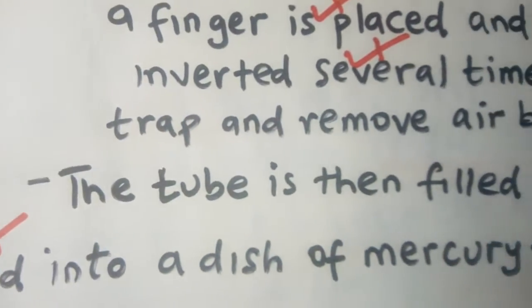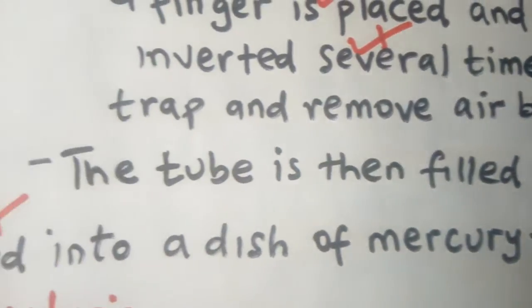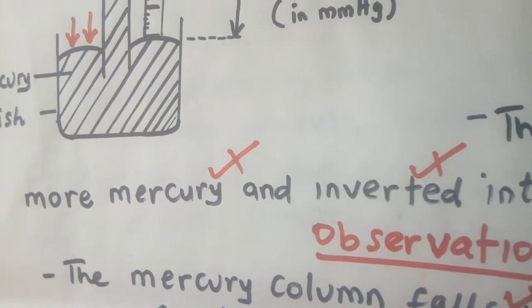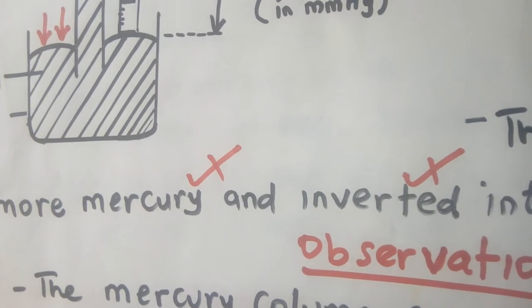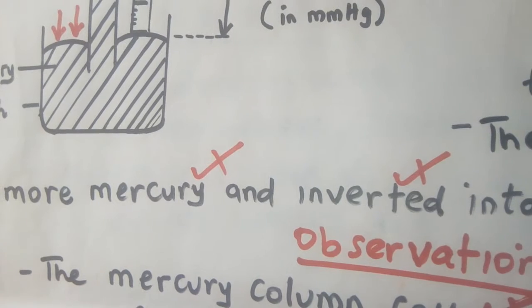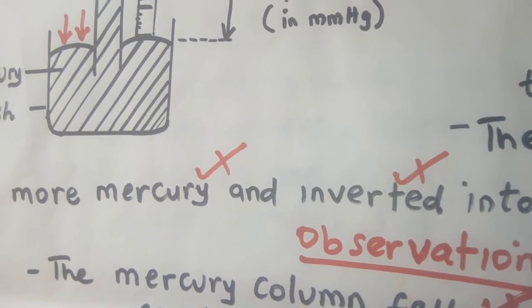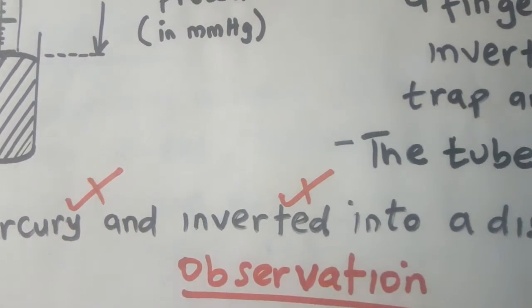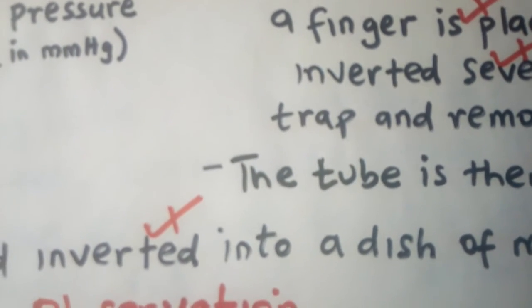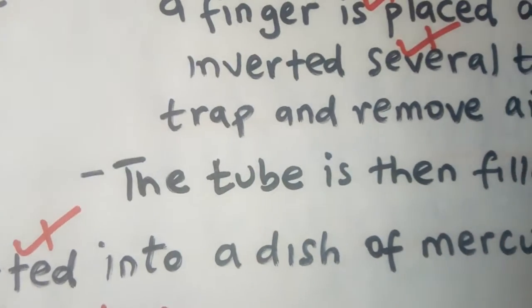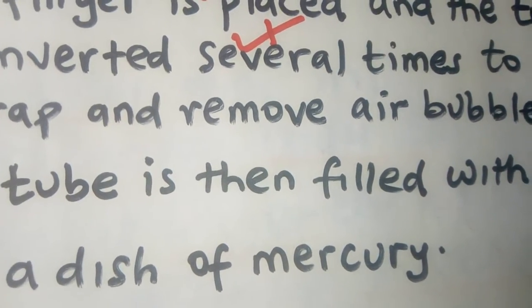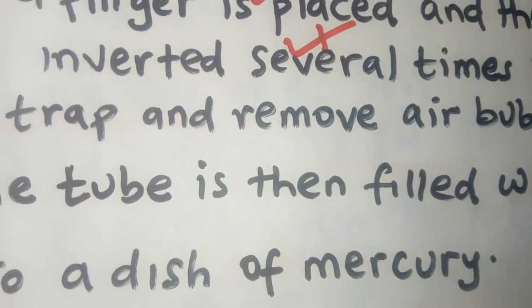So the next thing is the tube is then filled with more mercury. You know, after inverting the tube so many times, maybe there was air inside. So when that air goes away, it will leave some space. So you add more mercury. And then after doing that, you can now turn the tube upside down. You invert it into a dish of mercury. So all these are the things you are supposed to do before you invert it in a dish of mercury.